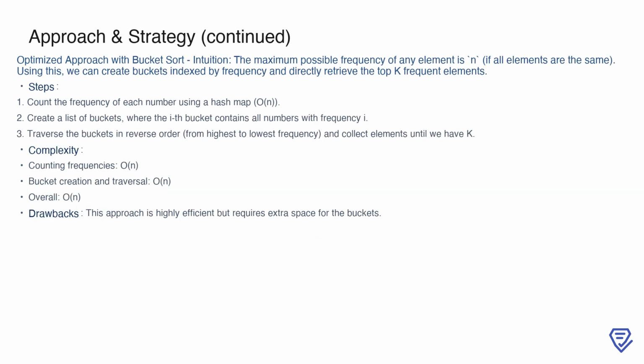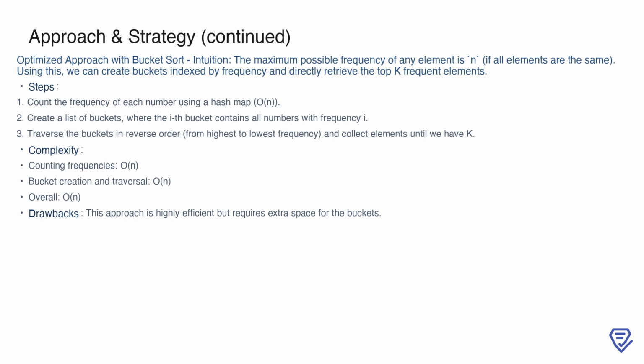An even more optimized approach leverages the fact that the maximum frequency of any element in the input is bounded by the array size, n. This allows us to use a technique called bucket sort. We start by counting the frequency of each element using a hash map, which takes O(n). Next, we create an array of buckets, where the ith bucket contains all elements that occur exactly i times.